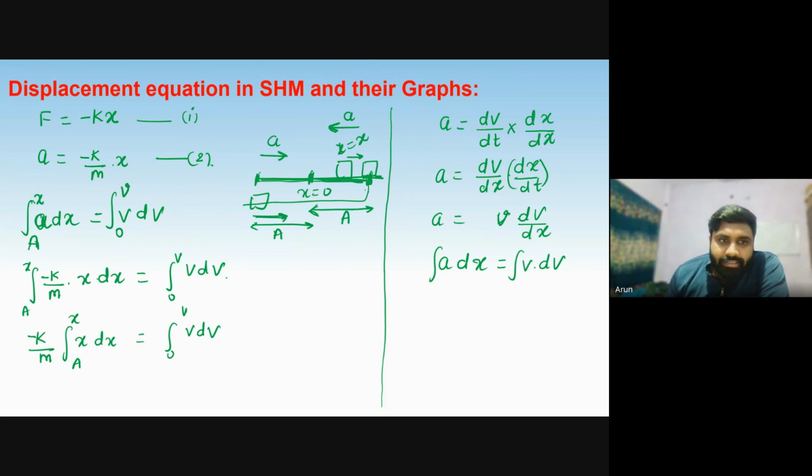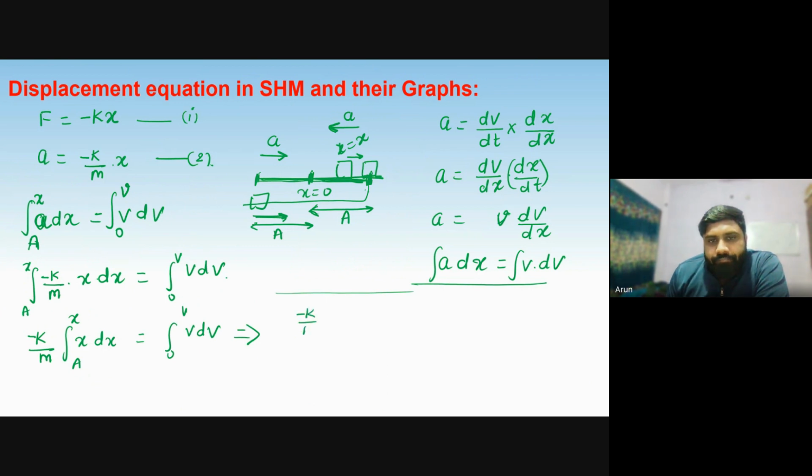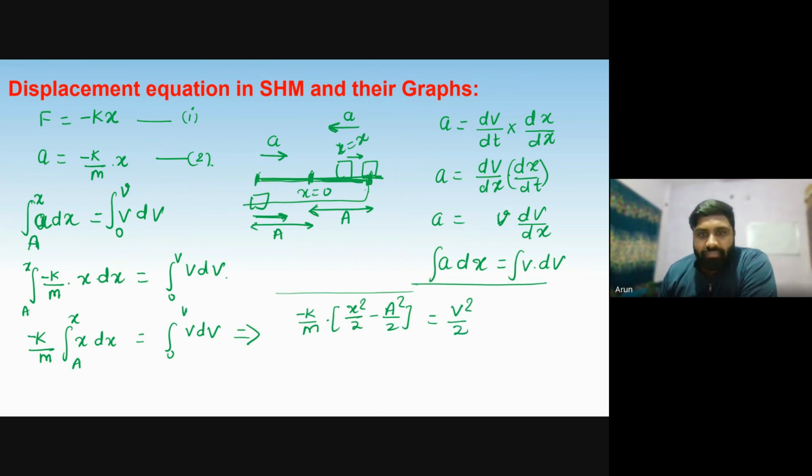Now if you integrate these expressions, it will become minus k by m, x square by 2 minus capital A square by 2, is equal to v square by 2. If you put the limit, v square by 2 minus 0 square by 2, so that will vanish easily. So what we have is v square by 2. You can cancel out this 2 by taking it common.